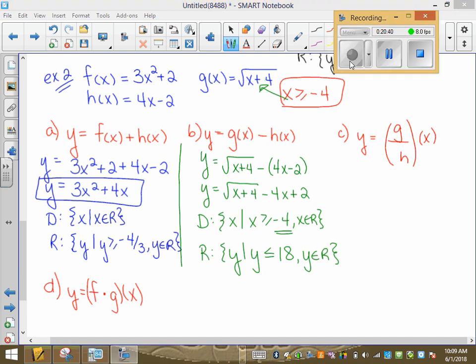G divided by h. So we have y equals g, which is square root x plus 4, divided by h, which is 4x minus 2. Is there anything I can do to that? Yes, but there's nothing I can do to the equation. So I'm going to type it into my calculator. I'm going to go bracket square root x plus 4.